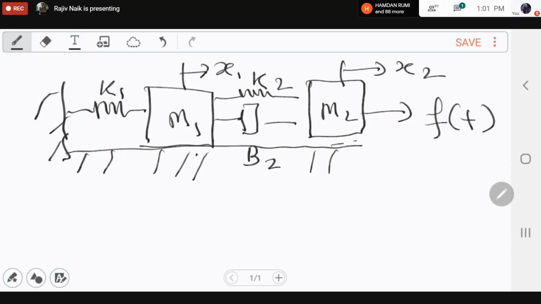And we are neglecting friction between this wall and mass M1 and mass M2. Assume they are not touching. Even though they are touching, their friction is negligible. And here I am pulling this mass M2 by means of a force F, due to which the mass M2 will move with a displacement x2, whereas mass M1 is moving with displacement x1.